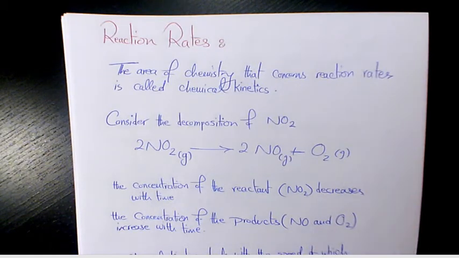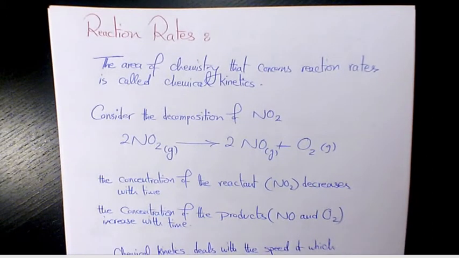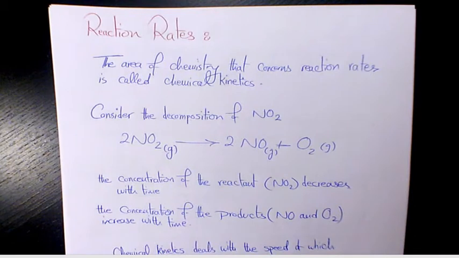In this video I want to talk about reaction rates. And this is the first part of chemical kinetics. What is chemical kinetics? The area of chemistry that concerns reaction rates is called chemical kinetics. So we are dealing with rate of reaction. Rate means speed. And we will see the concept in detail later on.